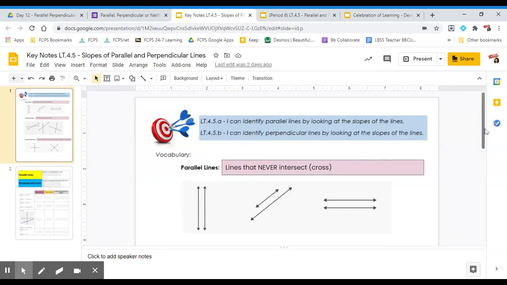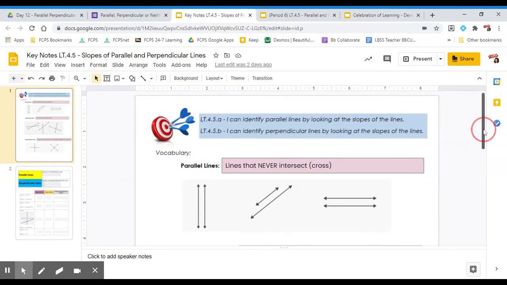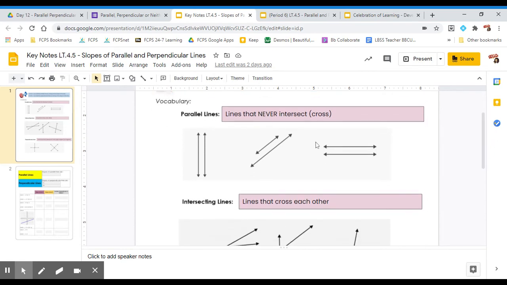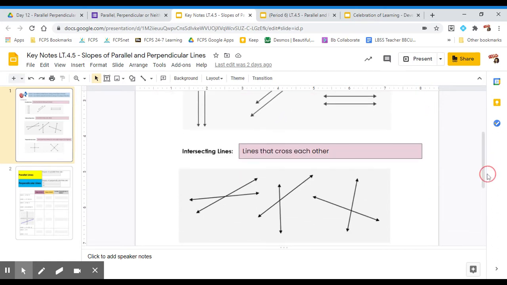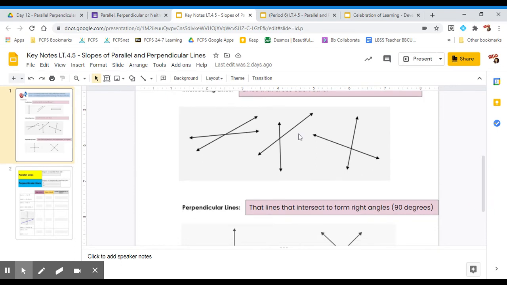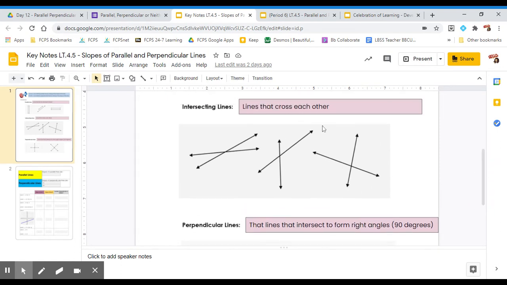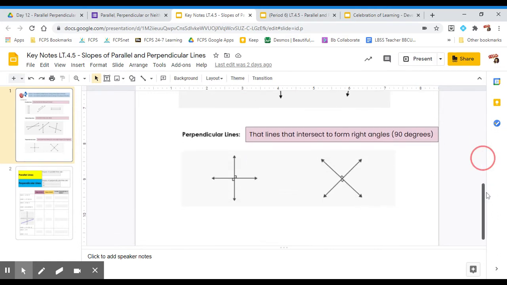So last class we talked about parallel lines, perpendicular lines, and intersecting lines. So we saw that these are three examples of parallel lines because they are lines that never intersect or never cross each other. Then we talked about how intersecting lines are lines that do intersect or do cross each other.